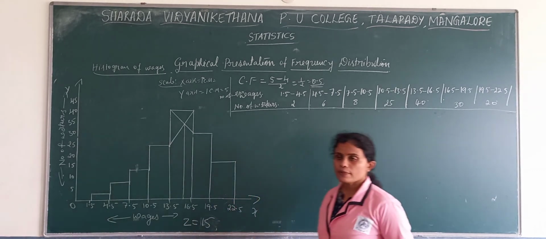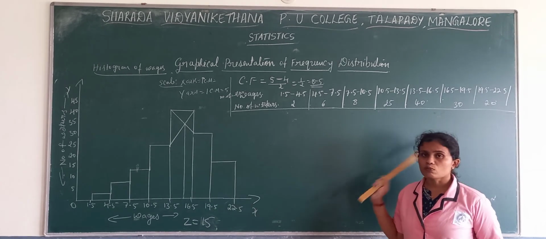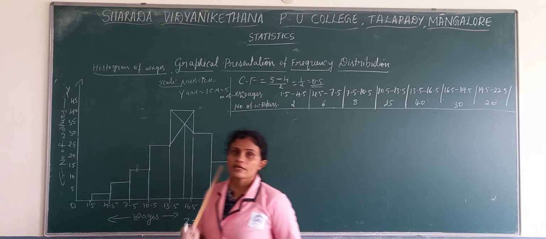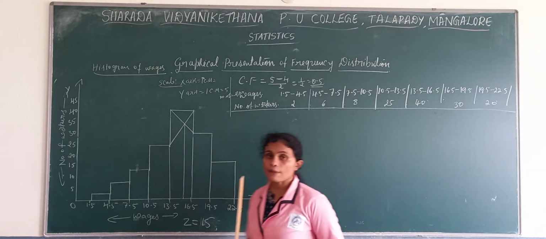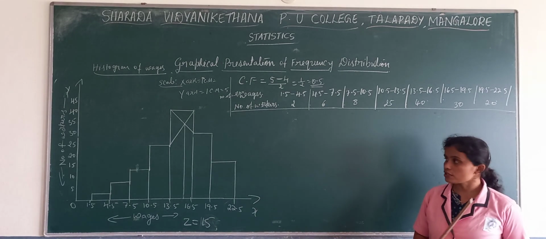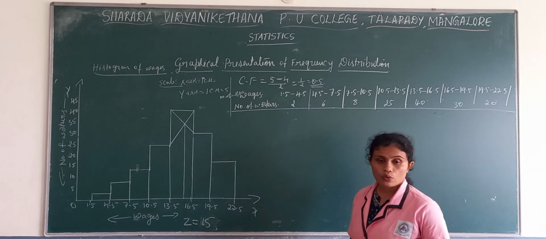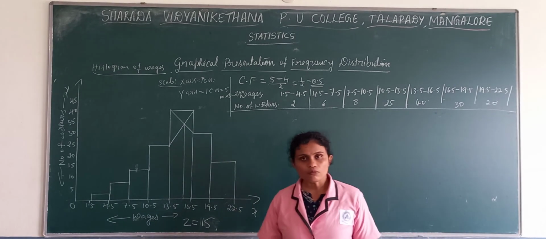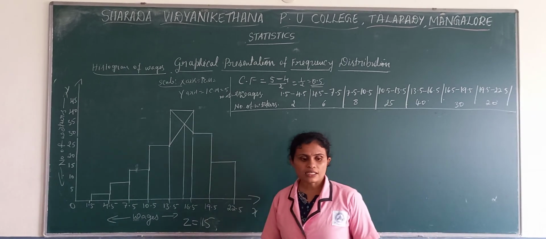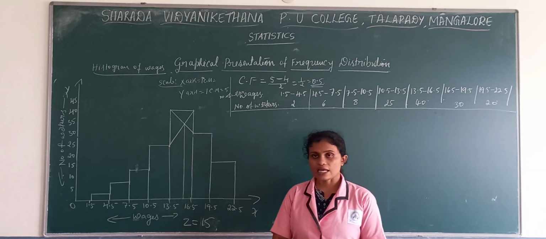And here is one more question. From which graph can you locate the mode? We can locate the mode from the histogram. Remember, we can locate the mode from the histogram and the median from the ogive. We'll see that. So this is about the histogram. Now we'll see some other problems under the histogram, and some other types of graphs also in further classes. For today's class, I'll wind up with this.